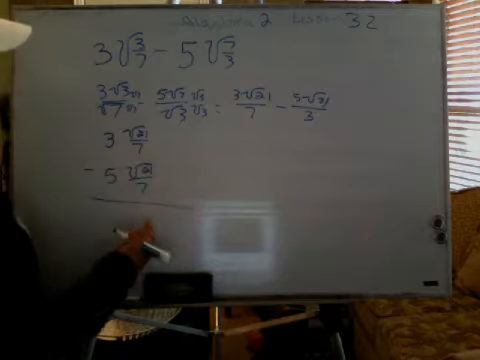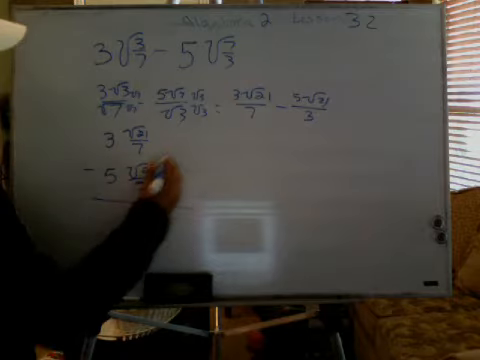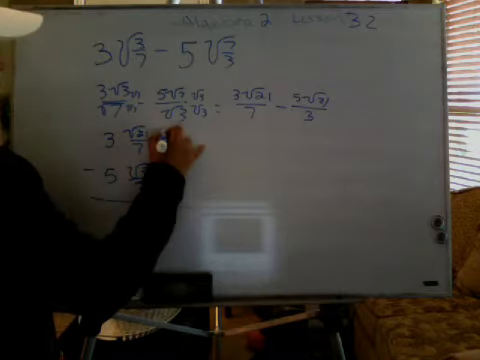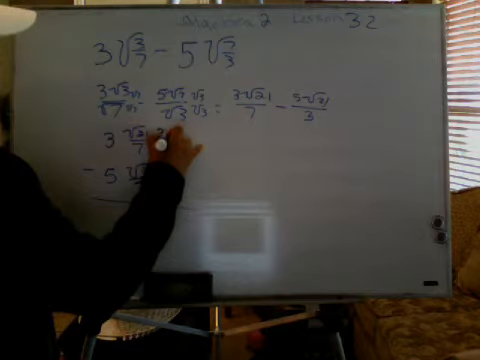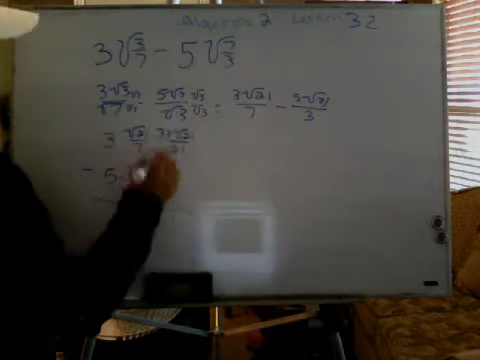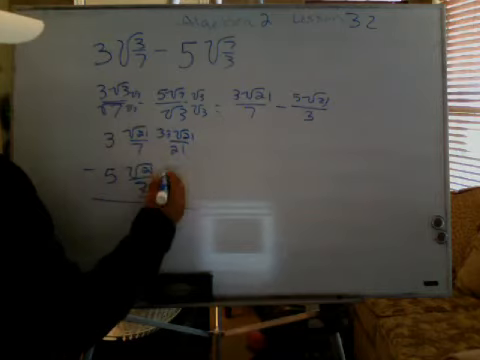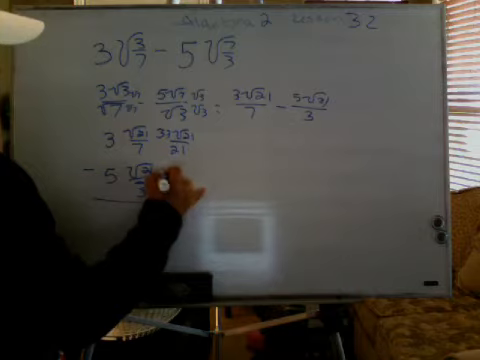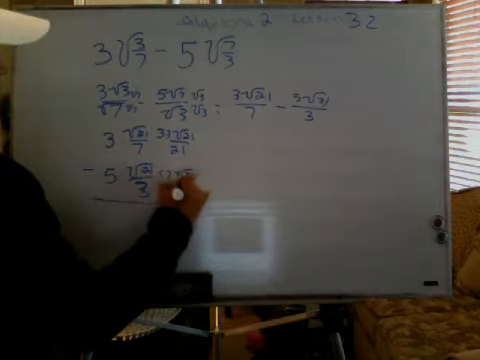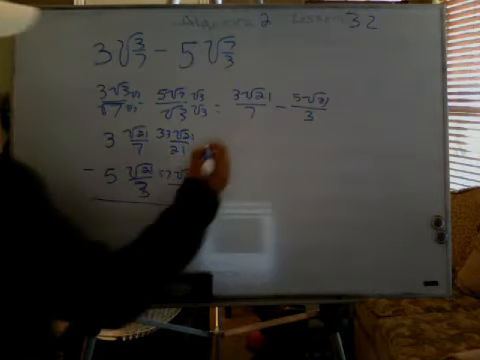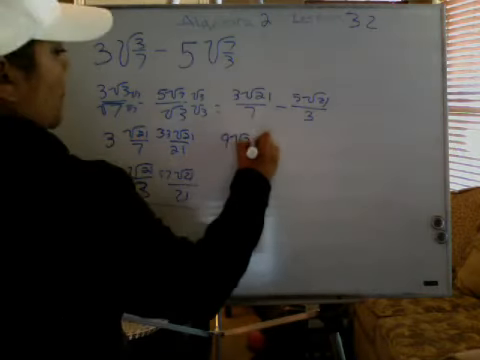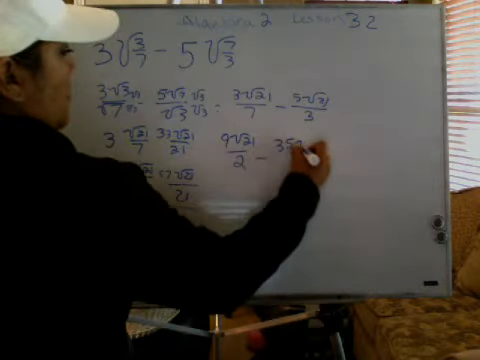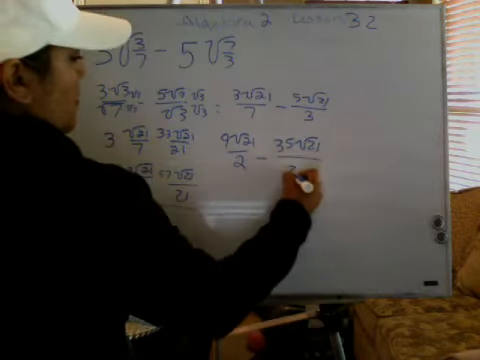Just because it's easier for me to convert. Okay, so the common denominator is going to be 21. So you have 3 times 3 square root of 21, and you've got 7, 5 times 7 times square root of 21. Yes? So basically we've got 9 square root of 21 over 21 minus 35 square root of 21 over 21.